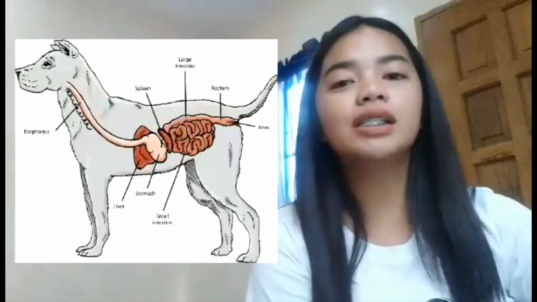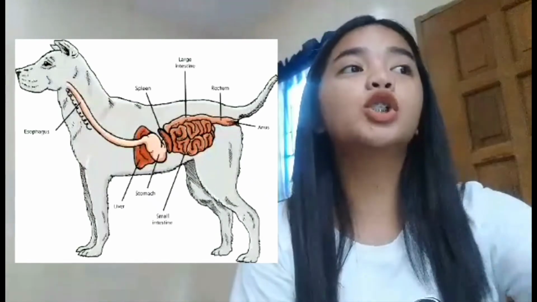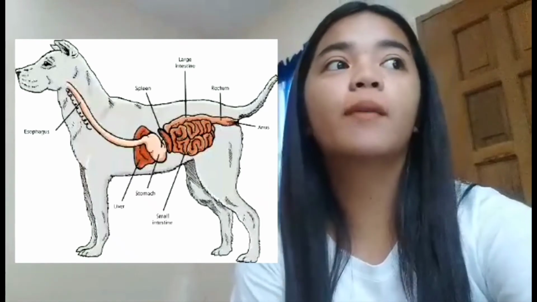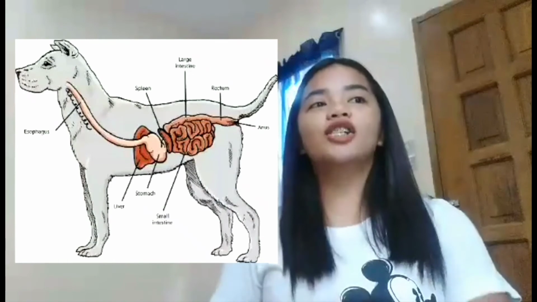So today guys, I'm going to show you and tell you the functions and the parts of the dog. First is the esophagus. A muscular tube called the esophagus moves the food from the dog's throat to the stomach to be digested. Next is the large intestine.